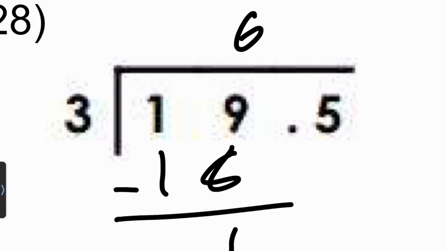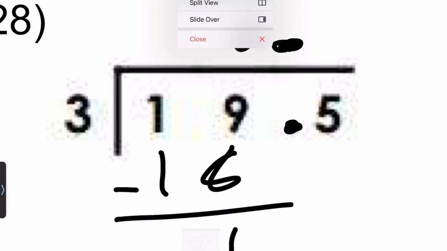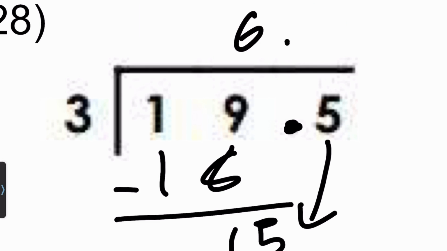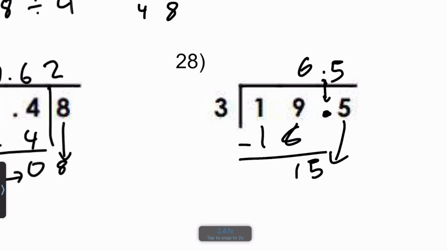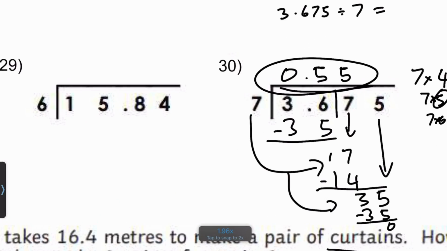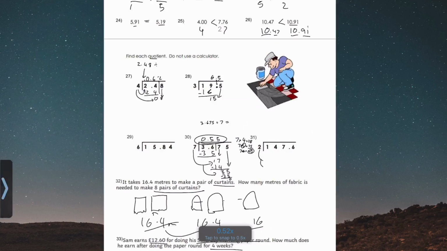Now, if there's a decimal point here, put a decimal point here. Then you bring down the 5. How many times does 3 go into 15? 5. You see, you have to mirror this, right? Let's go on to question 29.